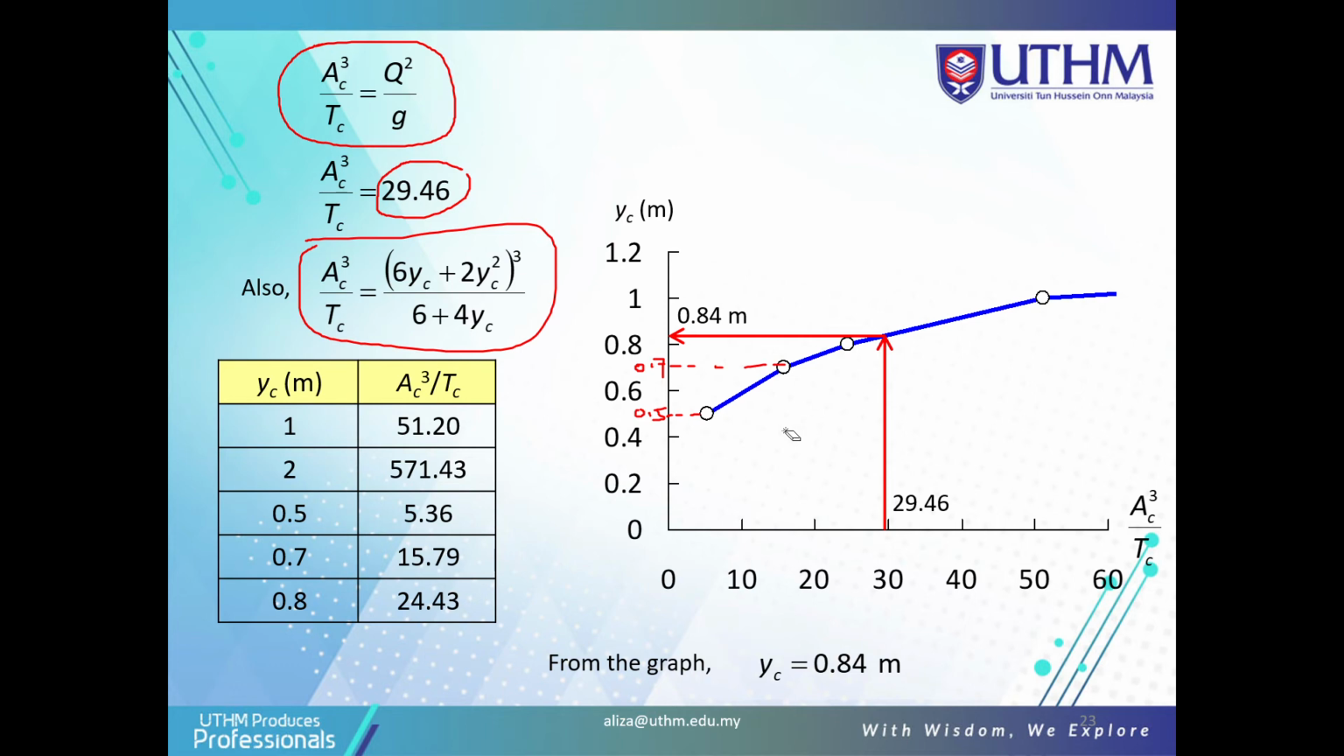With the scale, if you draw this graph with the scale, you can get the value of 0.84. So you draw this graph on the graph paper with the scale, then you get the value of 0.84. For the graphical method to get the YC, you must also use the try and error method based on this table, and you must draw the graph. So this is the method.